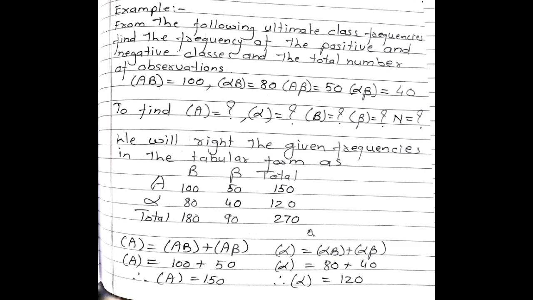We can use the relation between class frequencies as frequency of A is equal to AB plus A beta. So frequency of A is equal to 100 plus 50. So frequency of class A is 150. Same way, to get frequency of alpha, alpha B plus alpha beta will give you frequency of class alpha. So 80 plus 40. So frequency of class alpha is nothing but 120.